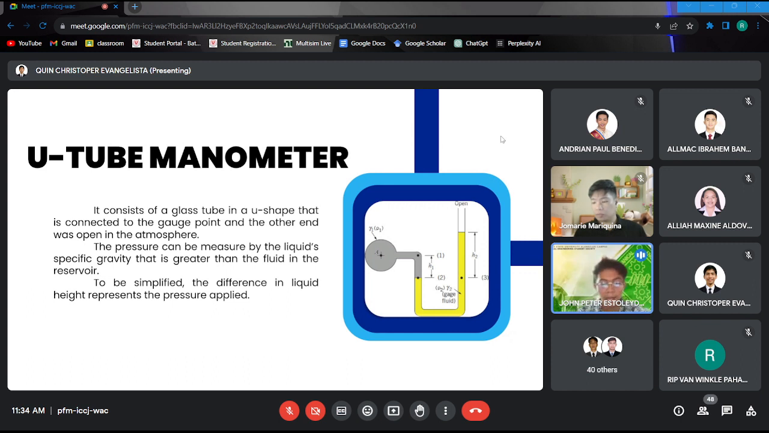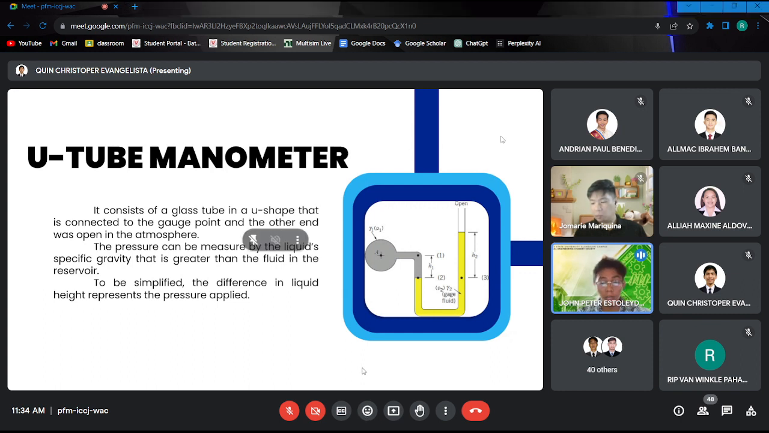So let's say the liquid at the column in A is an oil, and the liquid in yellow is mercury, which is usually used. So the formula goes like this. The pressure A plus the pressure of the oil will be equal to the pressure of the mercury. So revising that equation, we get that the pressure A is equal to the pressure of the mercury minus the pressure of the oil.